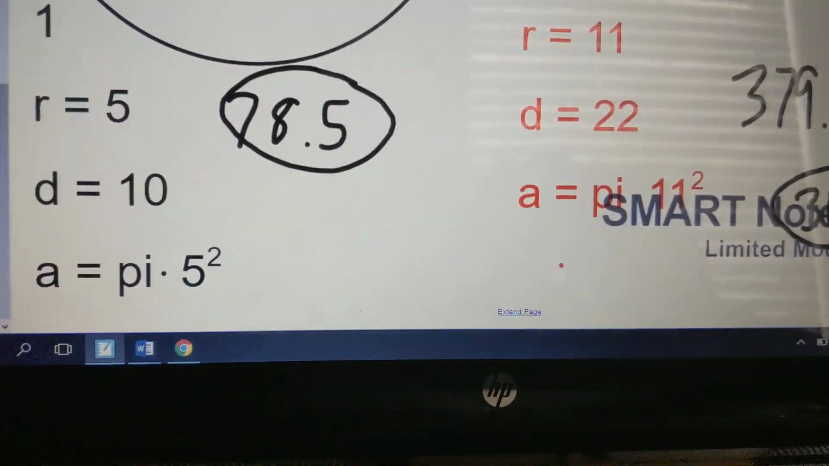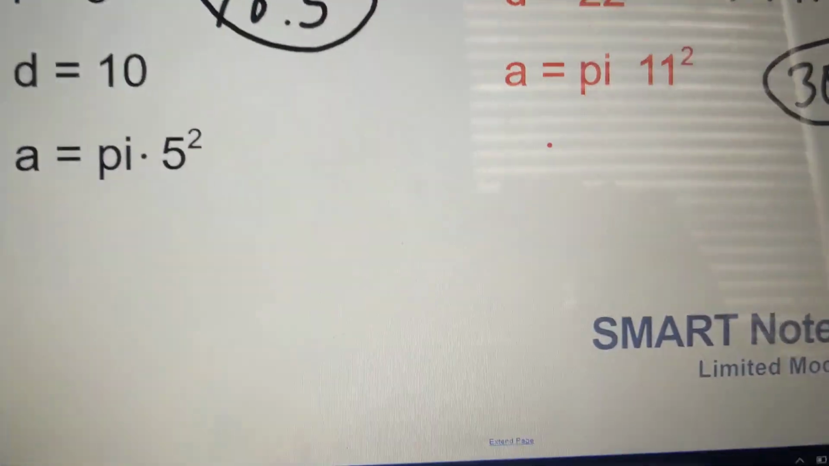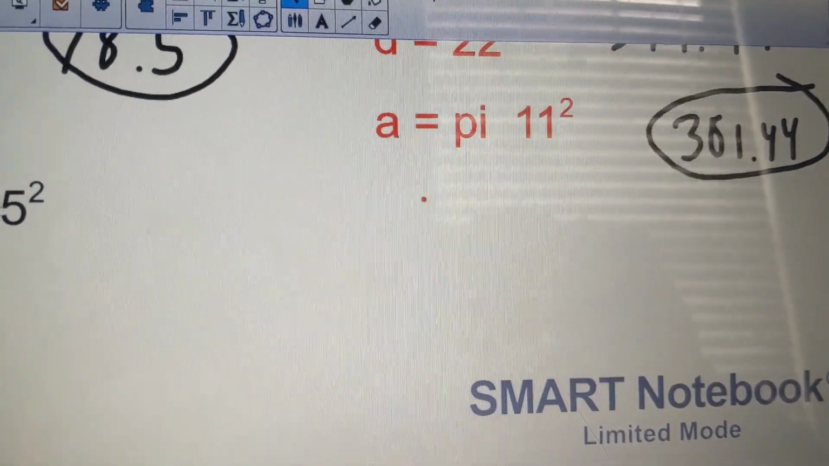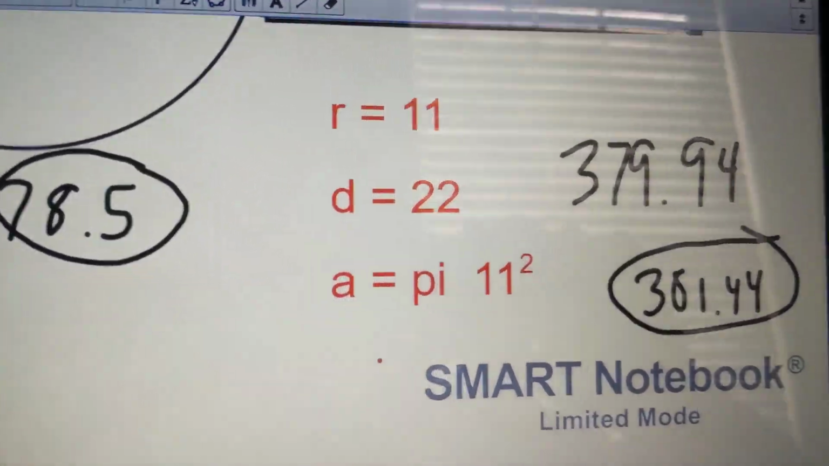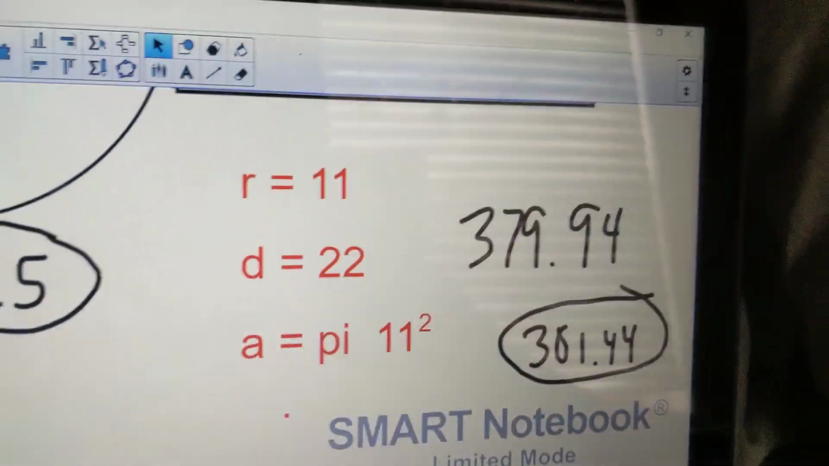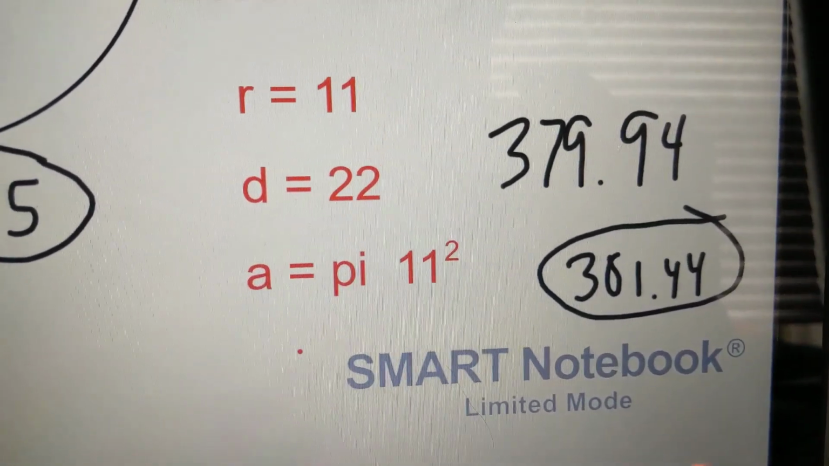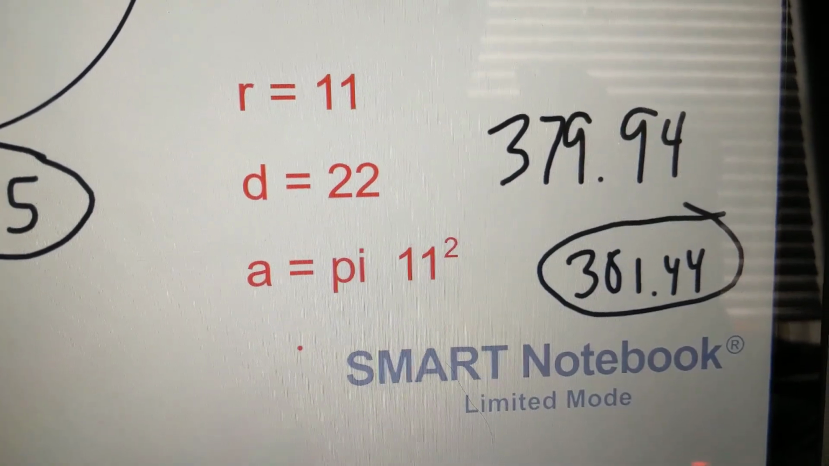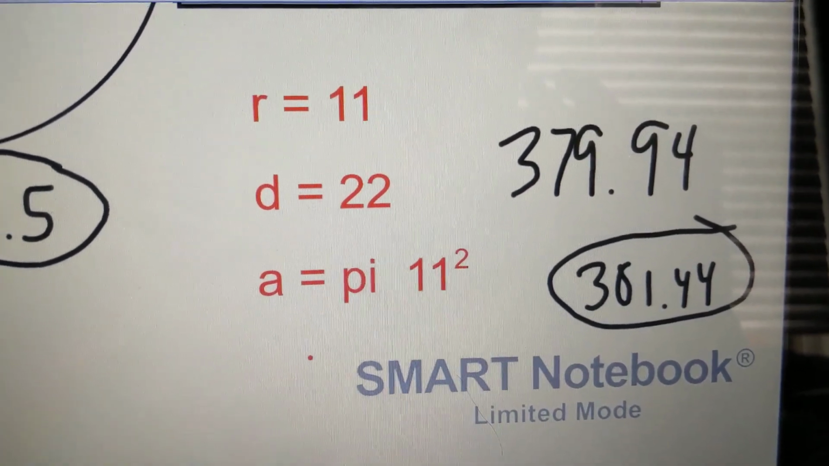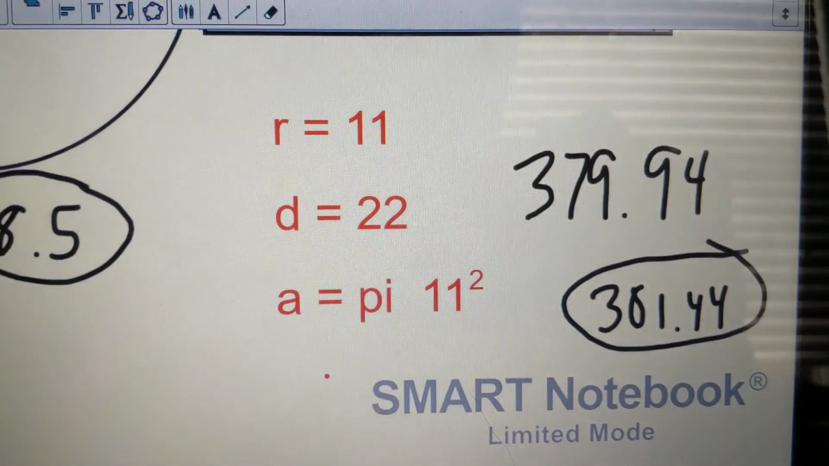To find the area of this larger circle, we do area equals pi r squared, and we know that the r, in this case the radius, is 11. So pi, 3.14 times 11 squared gives us 379.94. And when we subtract those two, we find the difference is 301.44.